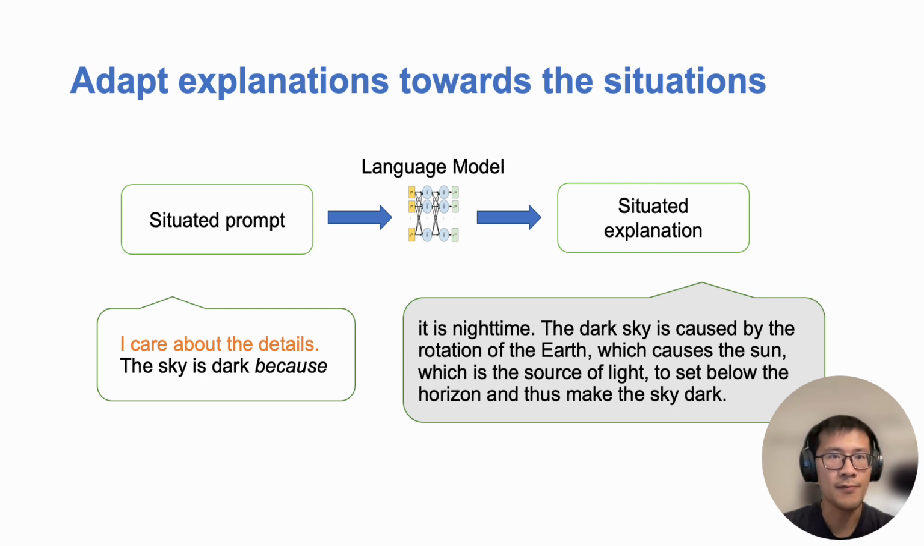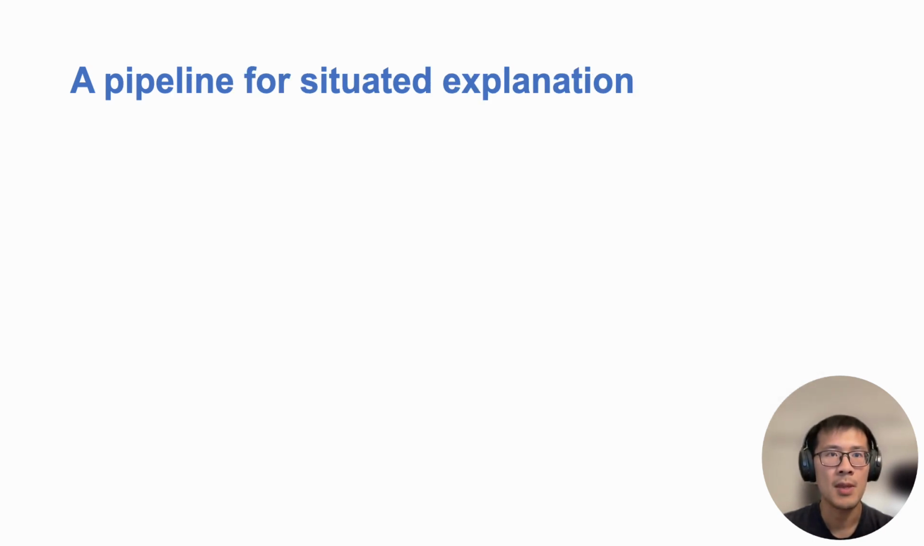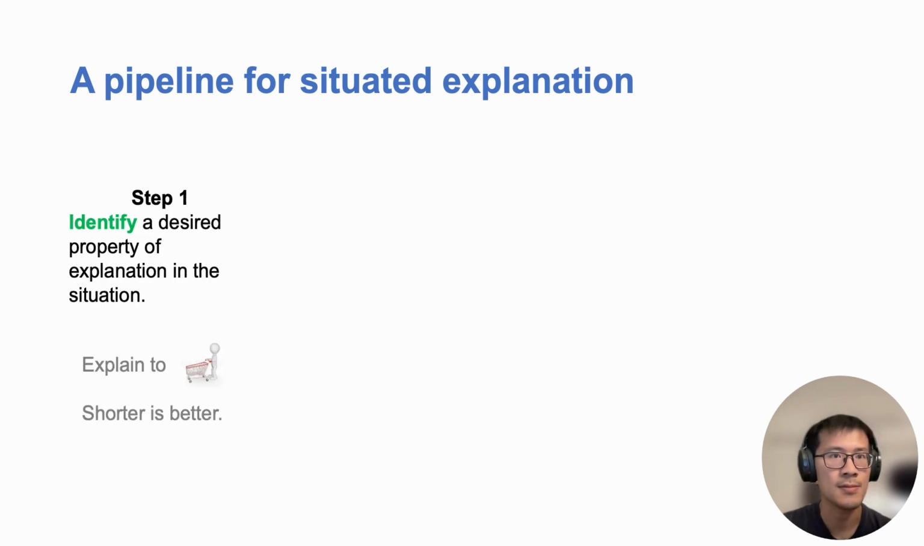We proposed a convenient pipeline for selecting the most suitable prompt for situated explanation. The first step in the pipeline is to identify a desired property of the explanation in the situation. In an example, when we are explaining to a busy customer, we want a shorter explanation.